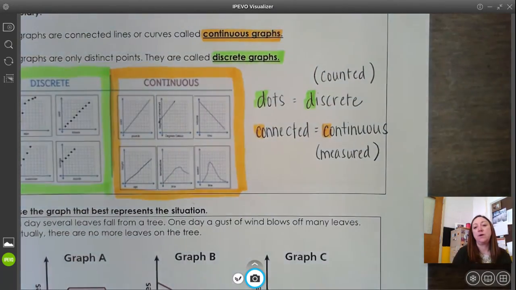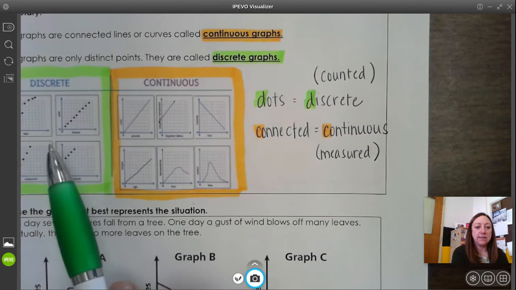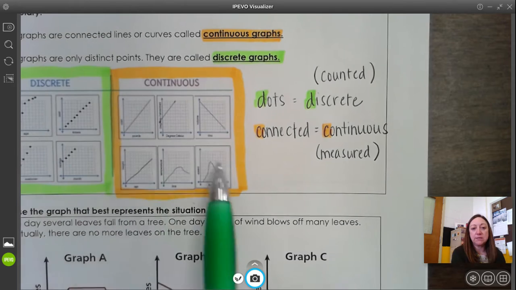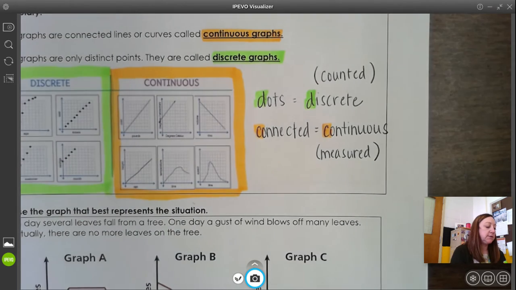So if I'm talking about how many students ate hot lunch yesterday, that would be a discrete number because it wouldn't ever be like 2.5 students. It would always be 2 students or 17 students or whatever. So if it's counted data, it's going to be discrete and they're going to be individual dots. If it's measured data, it's going to be connected, which is continuous.